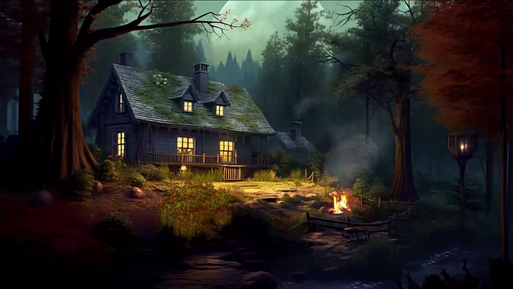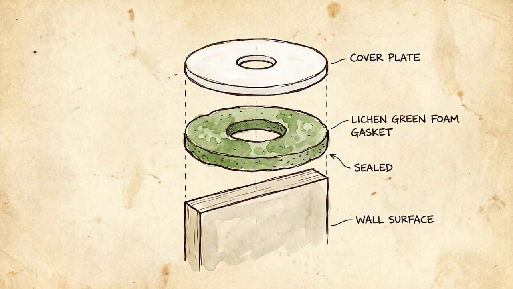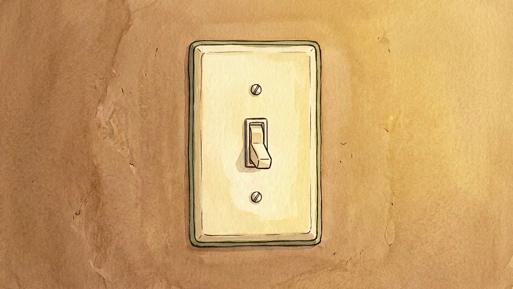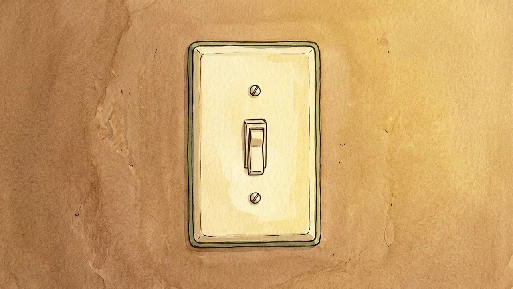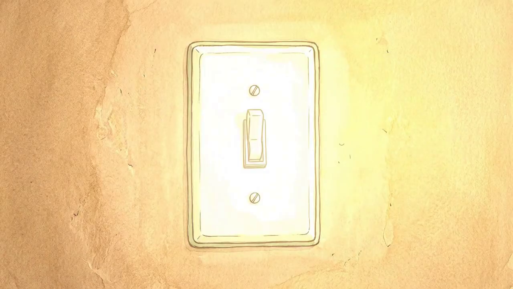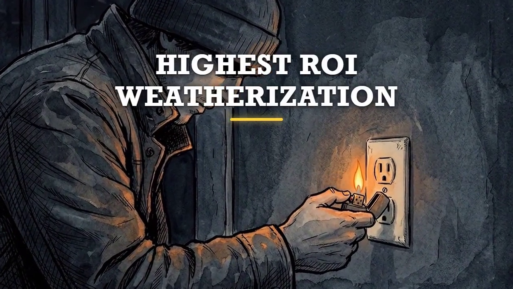day the electrician left. That cover plate you removed to check the box, put it back differently. Put the foam gasket behind it first. 2 minutes. $3. The draft you felt this morning will not be there tomorrow. The fix was always there. You just couldn't see it.